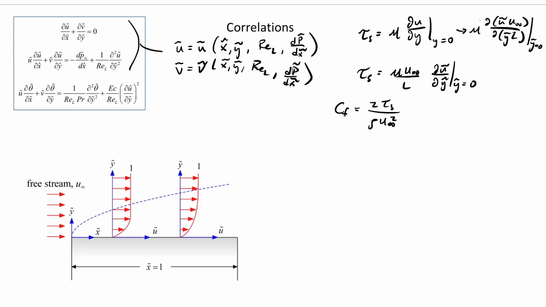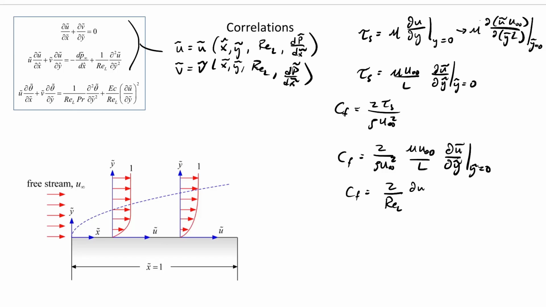So let's substitute that back in. Then we end up with CF is equal to 2 over rho u infinity squared times tau s, which was mu u infinity over L times the derivative du dy at y equals 0. Okay, what do we have? We have rho u L over mu appearing in that equation. So we end up with CF is equal to 2 over the Reynolds number times the partial du dy at y equals 0.